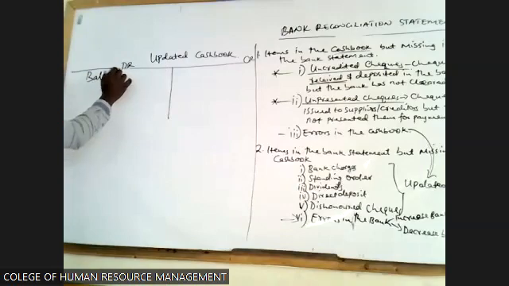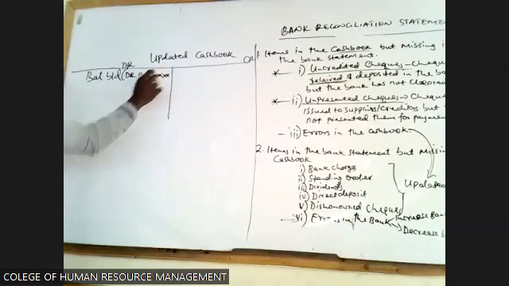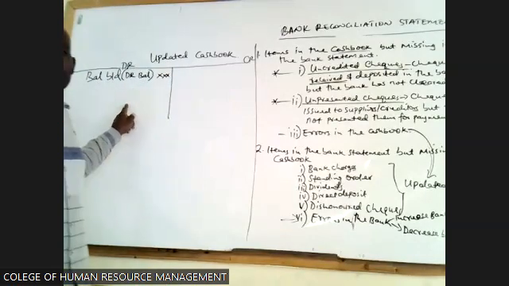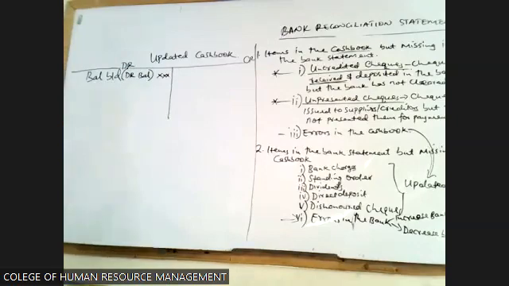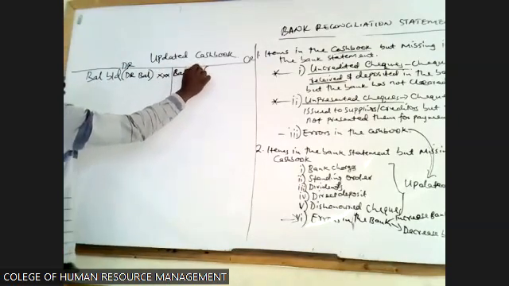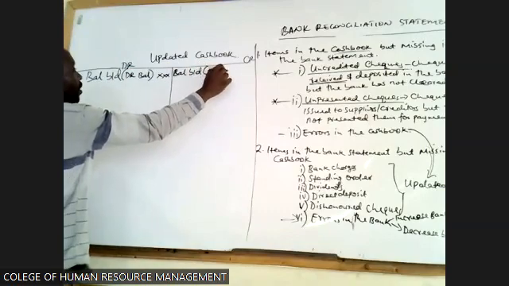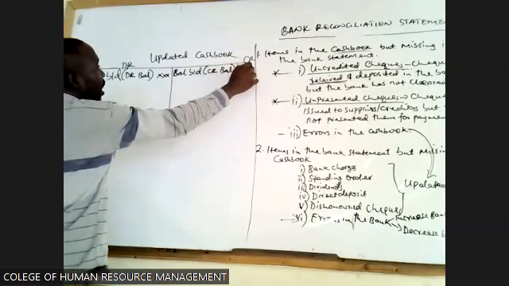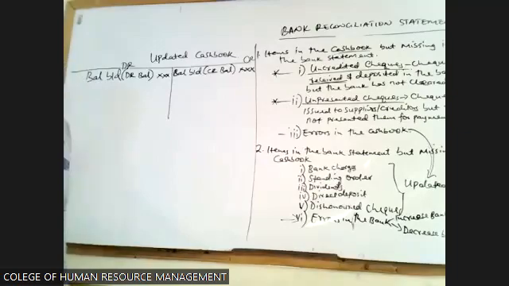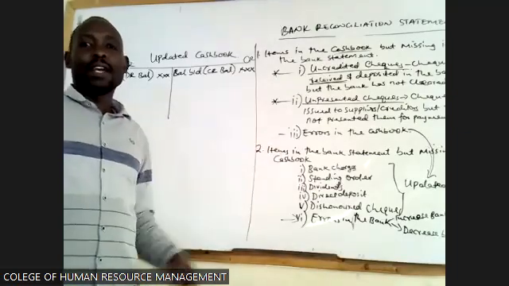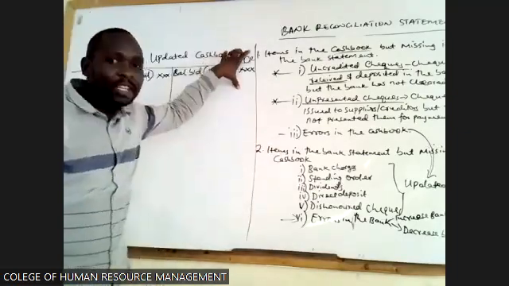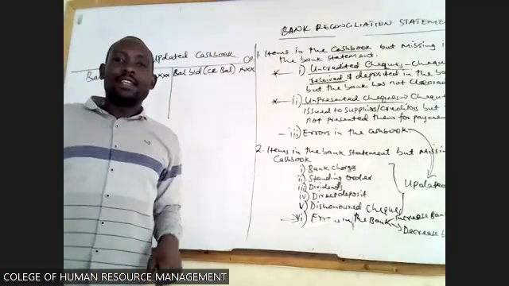If it is a debit balance, you put it on the debit side. If it is a debit balance, it will appear on the debit side. For a credit balance, it is going to appear on the credit side. And when it is on the credit, it is an overdraft.